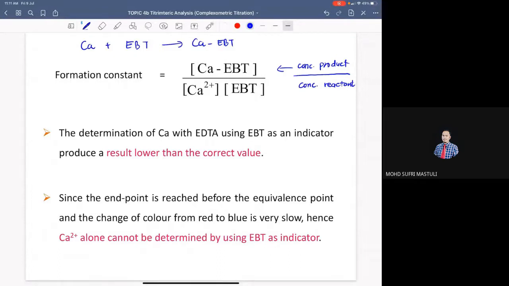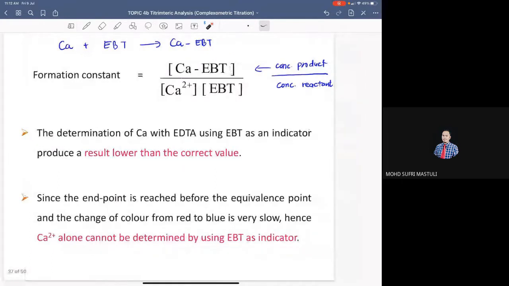The determination of calcium with EDTA using EBT indicator will result in a lower than theoretical value because the endpoint is reached before the equivalent point. Since the endpoint is reached before the equivalent point, the change of color from red to blue is very slow. So calcium alone cannot be determined by using EBT as indicator.